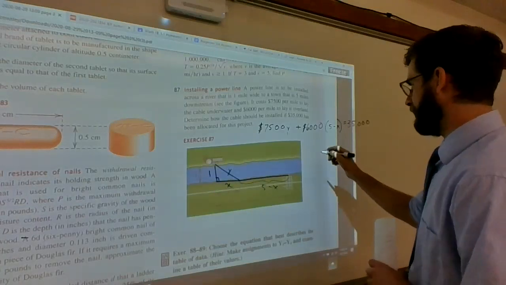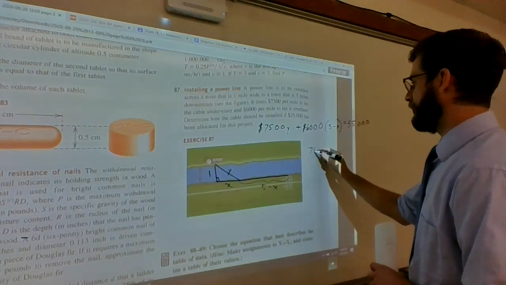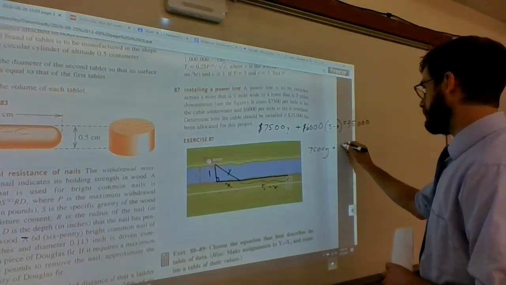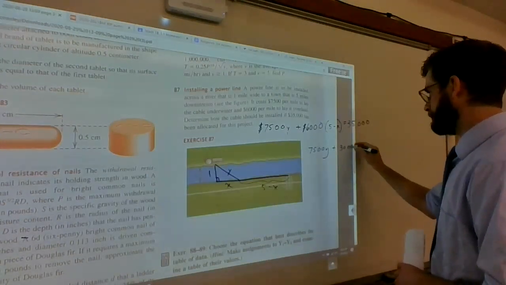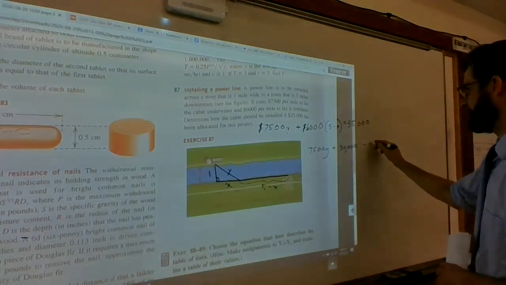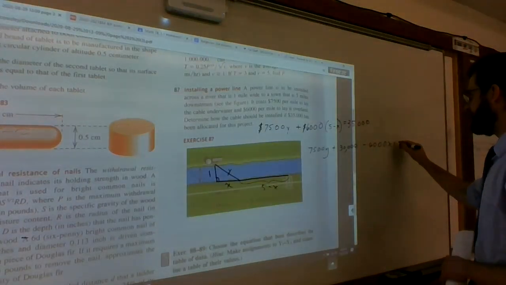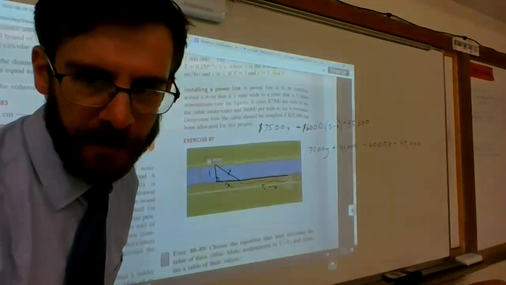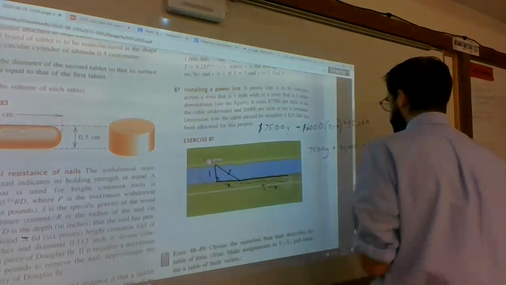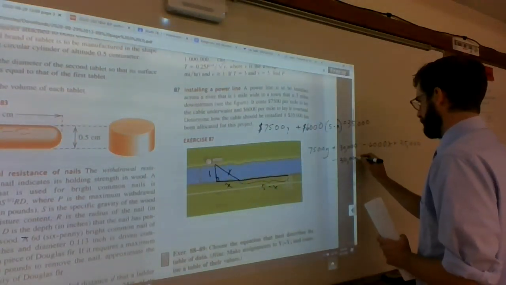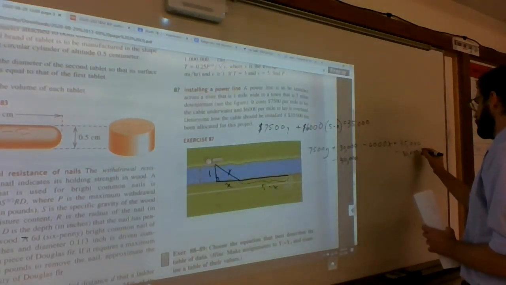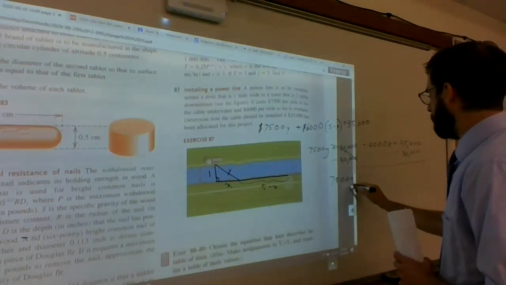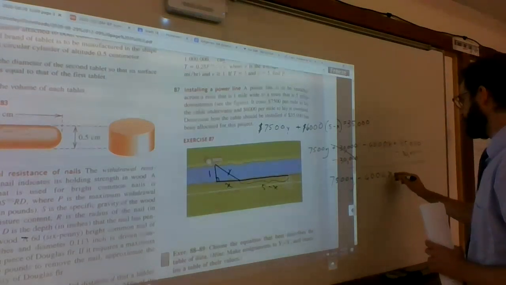So I can do a little math here. I can just say 7,500y plus 30,000 minus 6,000x is equal to 35,000. All right, can you see all that? I believe so. Subtract 30,000 from both sides, and you've got 7,500y minus 6,000x is equal to 5,000.